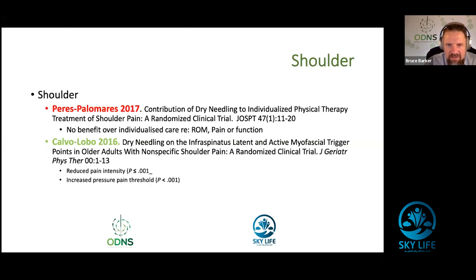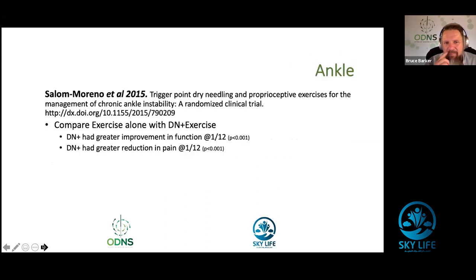In my own master's thesis, I found a very big difference between sham needling and deep dry needling in the muscle. So you know, I'll be in the green group here, okay, because I think it works. But there are contradictory studies.